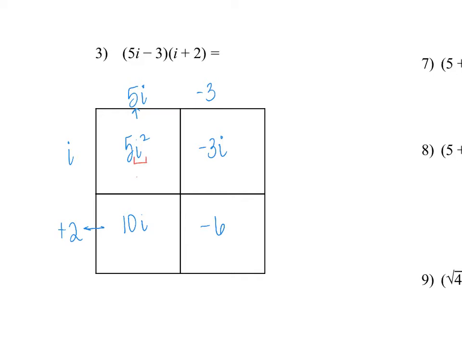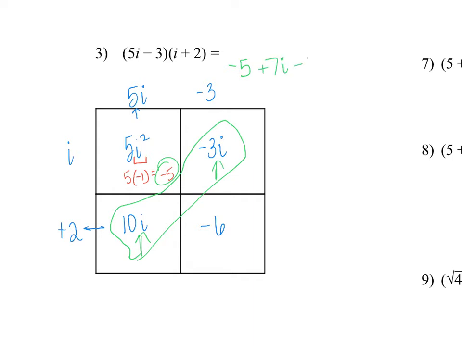So we know that i squared is negative 1, so we'll have 5 times negative 1, which is negative 5, and I have these guys that have i's on them. We can put those together just like you have 10x minus 3x. So it looks like my answer here will be a negative 5 from that first box. When I put 10i and negative 3i, it looks like that should be 7i. And then we have negative 6, but even negative 5 and negative 6 can go together to be negative 11 plus 7i, and it's written in that nice complex number form.